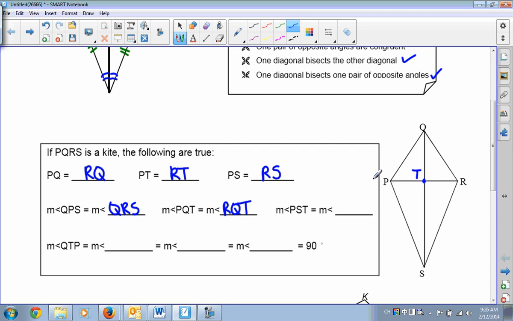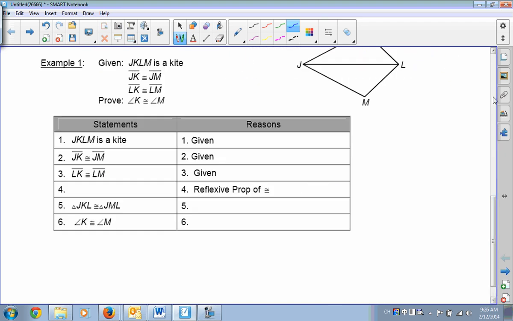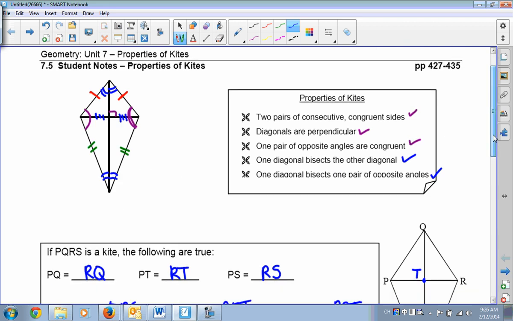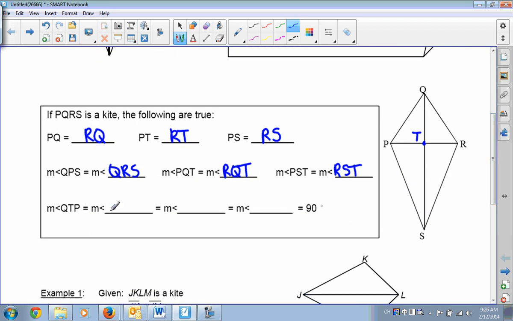Okay. The measure of angle PST. PST, this bottom angle on the left, is the same as RST on the right. Good. There we go. Okay, so QTP.